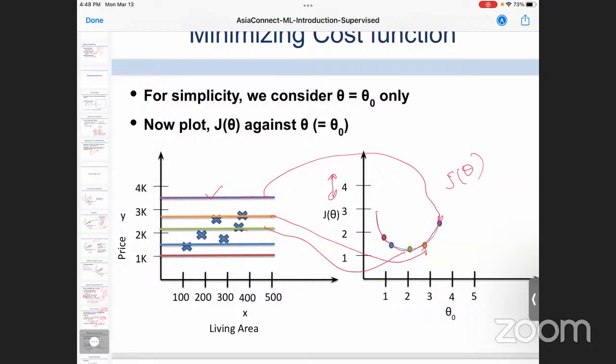And you know, from our elementary school algebra, how to find the minimum of a function. What is the minimum of this function? Which theta gives you the minimum? This one, right? This is the minimum of this function, and we need to find this value of theta. So how do we find this theta that gives you the minimum J theta? So this is our question.